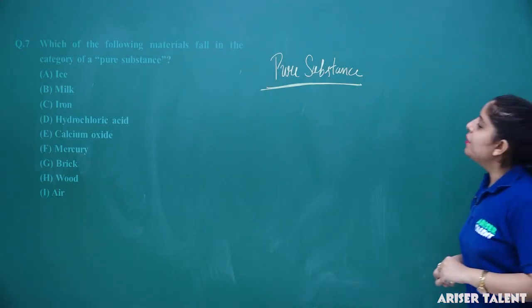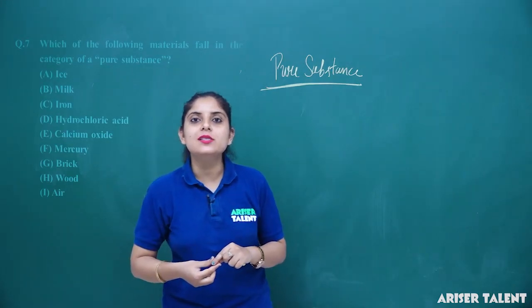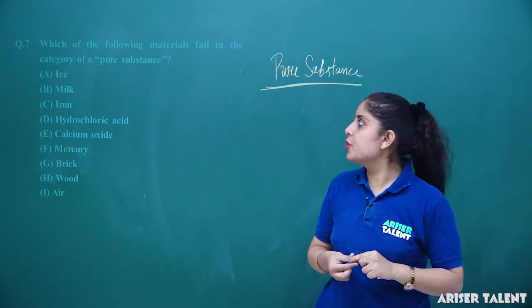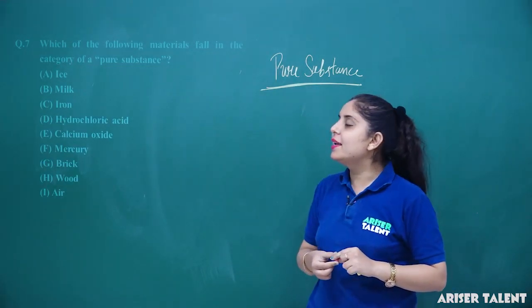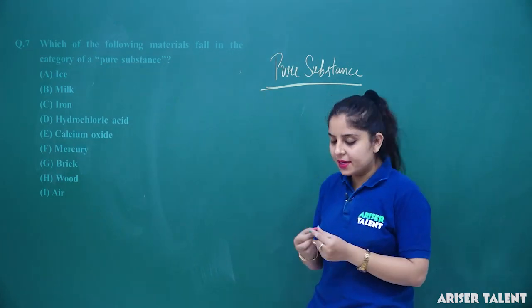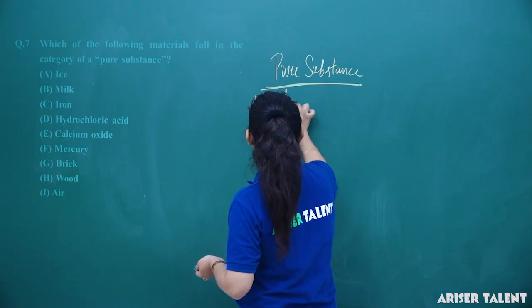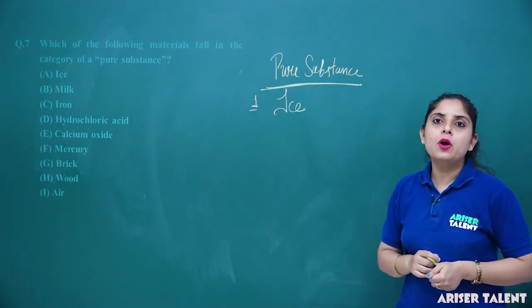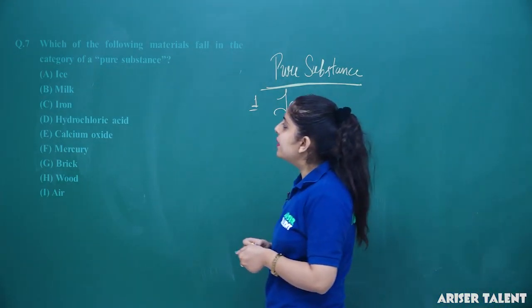So we have to identify the following compounds that fall in the category of the pure substance. Pure substances are those substances which are made up of the same kind of particles. So if I am talking about ice, it is a pure substance. Clear? So the first one is ice. Ice is a pure substance. Second is milk. Milk is not a pure substance. It is a colloidal solution in which different constituent particles are present.